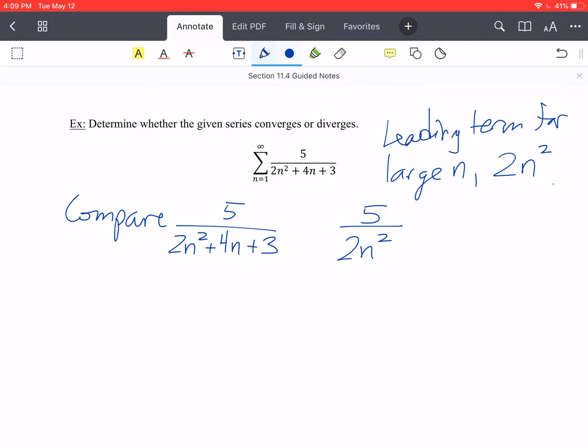Okay, so the question now is: is ours bigger? Is it smaller? Or are they equal somehow? That's what we're trying to compare against. So notice the relationship between these two.